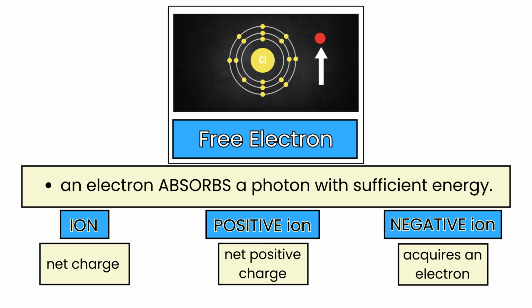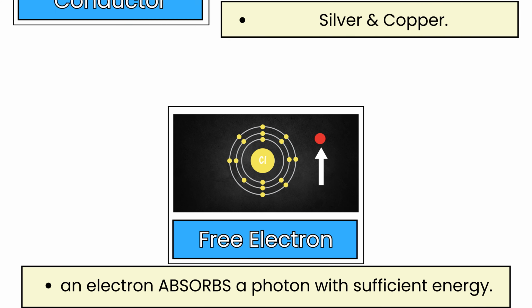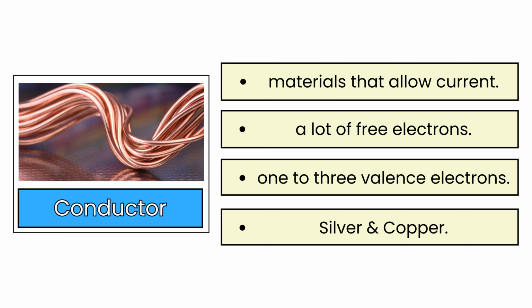An ion is an atom or group of atoms that ends up with a net charge after gaining or losing electrons. A positive ion forms when an atom loses one or more electrons, leaving it with a net positive charge. On the other hand, a negative ion forms when an atom gains an extra electron, giving it a net negative charge. A conductor is a material that allows electric current to flow easily because it has many free electrons.